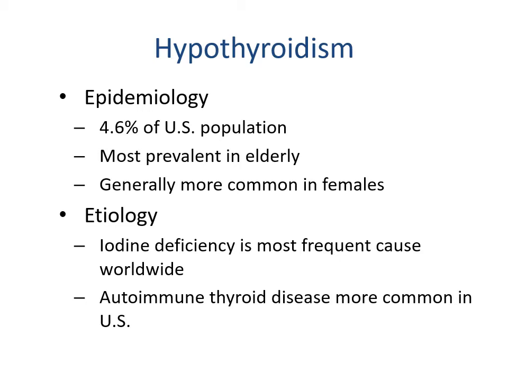So looking at hypothyroidism, looking at our epidemiology, it is 4.6% of the U.S. population. It's most prevalent in the elderly and is more common in females. And so the etiology, we have iodine deficiency as our most frequent cause worldwide. But autoimmune thyroid disease is most common in the U.S. So again, I know everybody's wondering, why did we bother putting iodine in all of the salt? Because the rest of the world didn't, and that actually is causing hypothyroidism. In the U.S., because we have iodine, autoimmune thyroid disease is the most common.